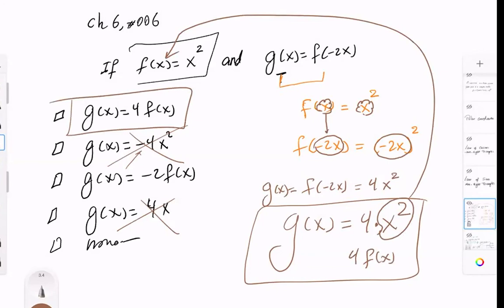Okay, that makes sense. I thought it was g of x equals negative 4x squared. Almost, but when you put a negative inside the parentheses and square it, you get positive. Okay. Thank you.